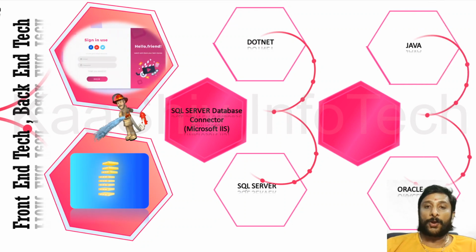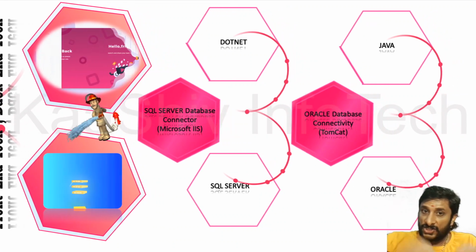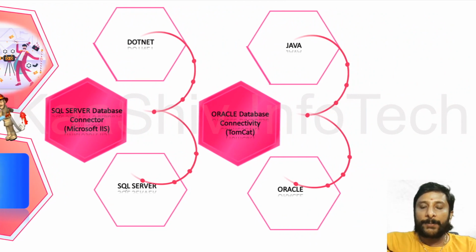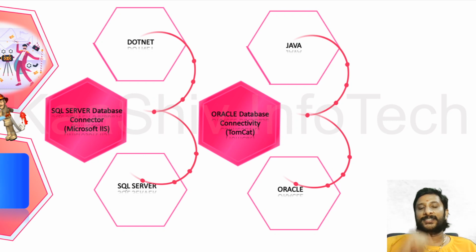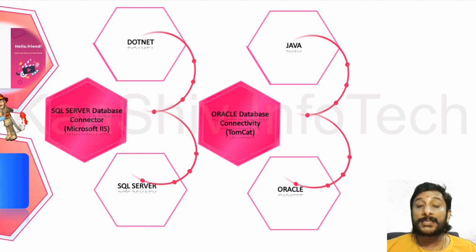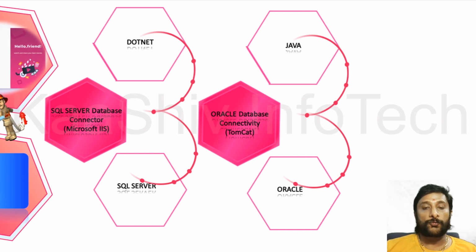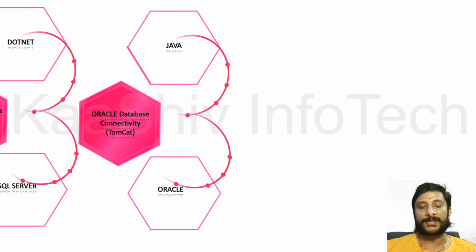The other one is the products from Oracle Corporation. You got your front end as Java and the back end as Oracle. And the connectivity between these two is Oracle database connectivity. The server used is Tomcat. Tomcat is one of the powerful servers used by Java to create and host your websites.